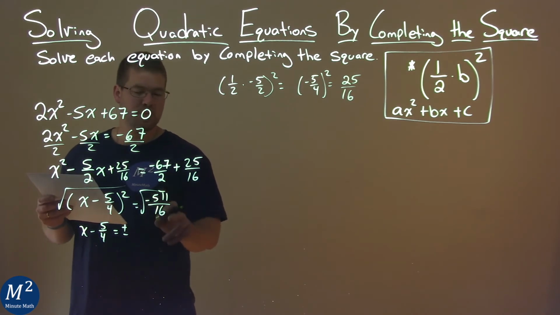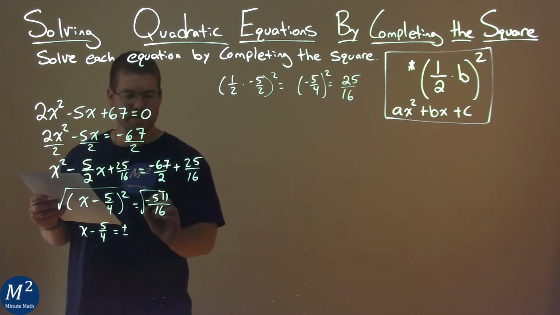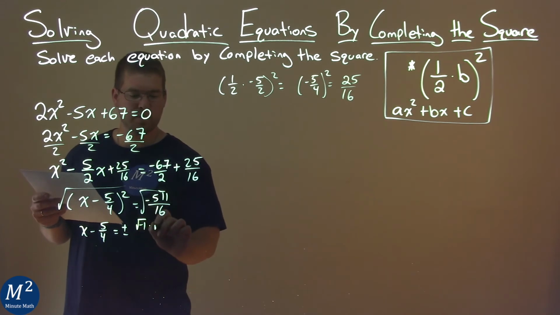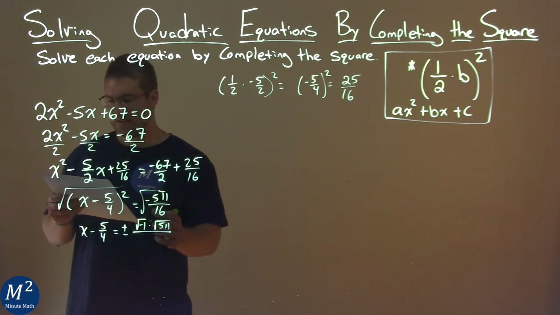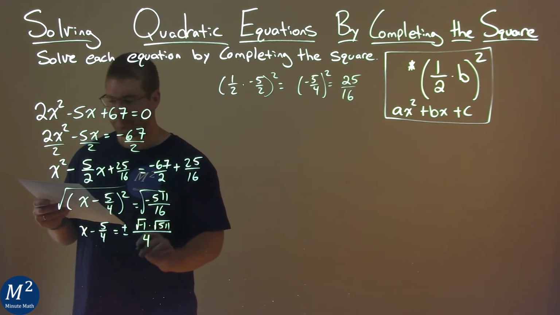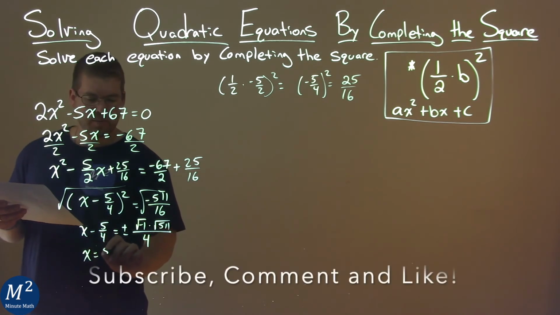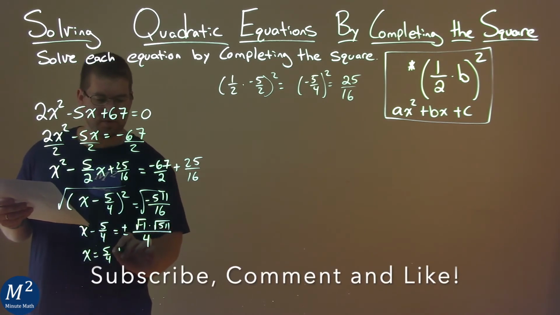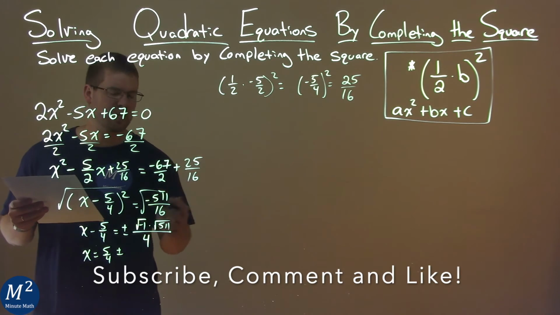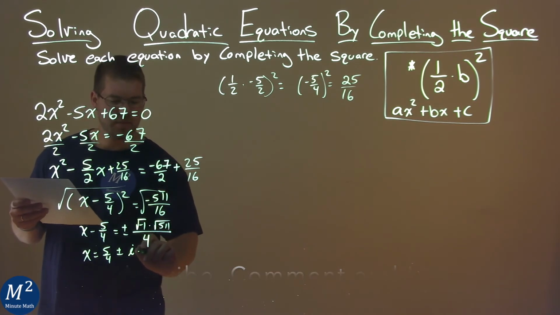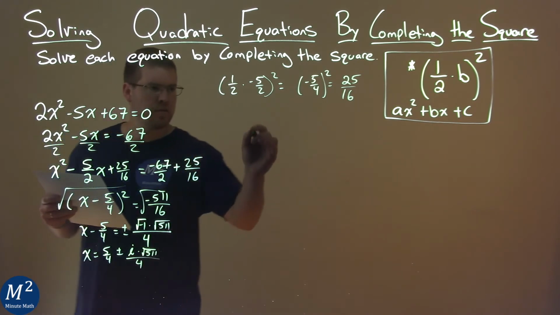We can take the square root of each part individually. And the numerator breaks down to be, well, the square root of negative 1 times the square root of 511. The denominator, the square root of 16, is just 4. We can add a 5/4 to both sides. So we have x equals a positive 5/4 plus or minus. Now, the square root of negative 1 is i, times square root of 511 over 4. Let's continue up here.